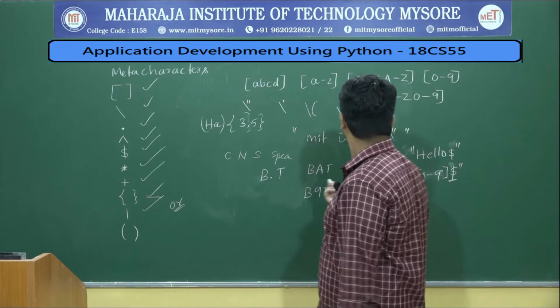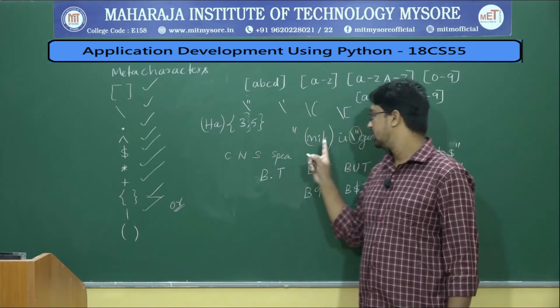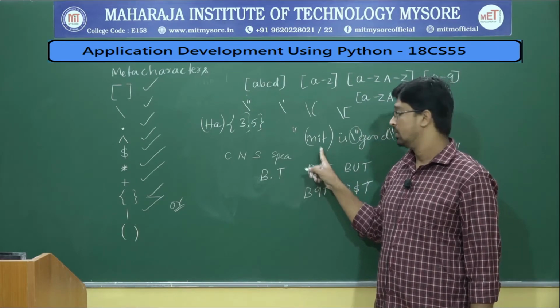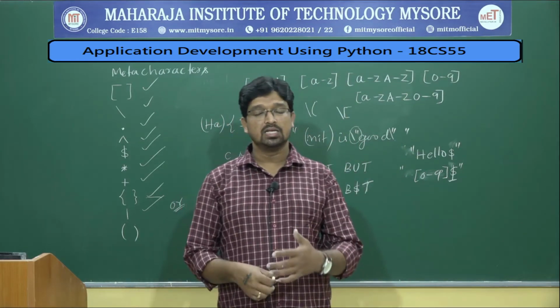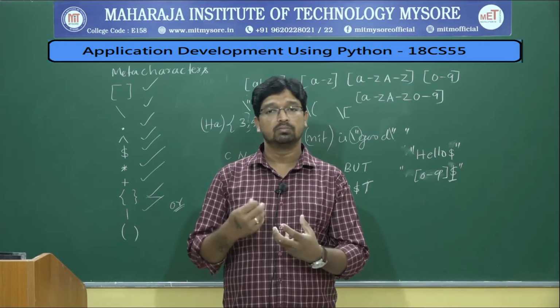So we already know that. Let us say if you write this, it will match for MIT. This is treated as a group 1. Correct. So these are meta characters. So using these meta characters, we are going to find some substring in the main string.